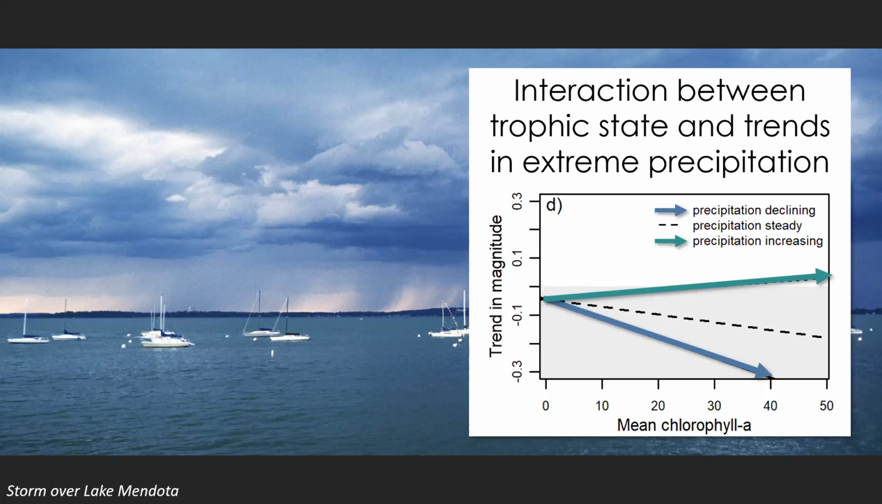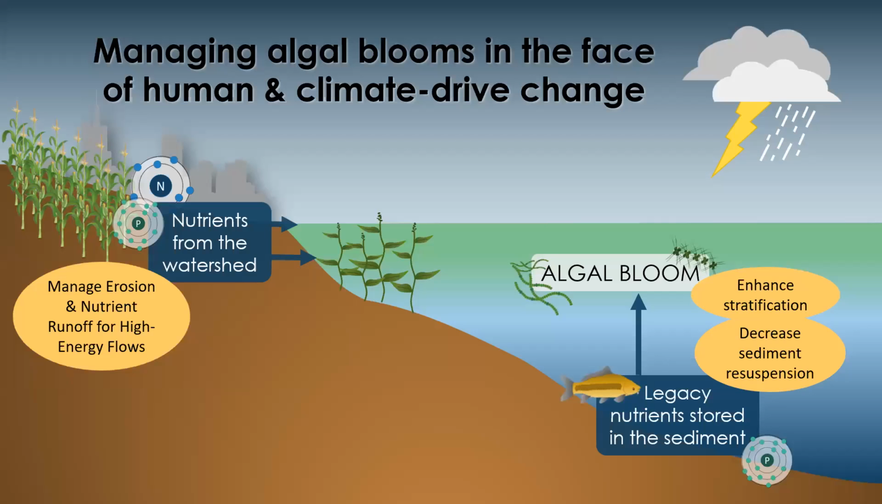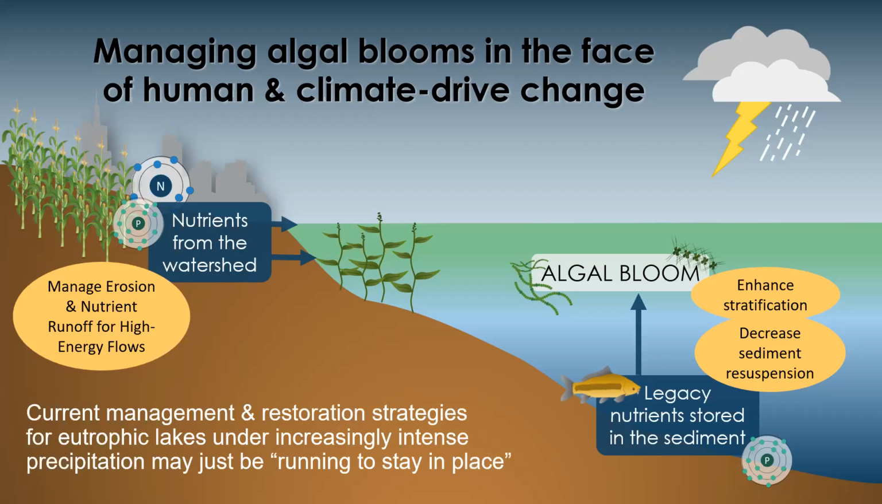And so in order to combat the effects of extreme precipitation, management actions might focus on mitigating nutrient runoff and erosion. Extreme precipitation events tend to be very high energy runoff events. So really focusing management on erosion and nutrient runoff for those high energy flows, as well as thinking in lake about how those high energy flows and events, which often come along with high winds and such, might be influencing stratification. So ways to enhance stratification and decrease sediment resuspension could be ways to try to address lakes that are experiencing increases in extreme precipitation.